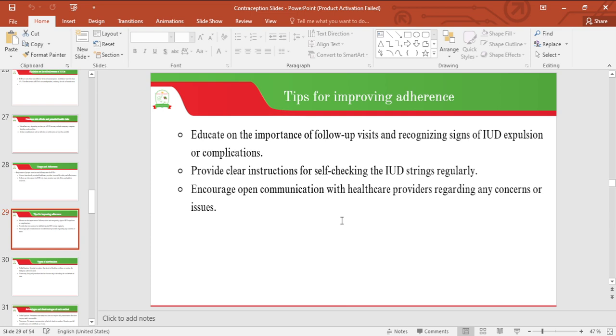She may not be able to feel the strings. If she cannot feel the strings in the vagina, it means that the IUD has been expelled. Or at times, the strings are shorter or longer than usual. This one may also tell her that the IUD has been expelled. Or the client may also feel the IUD herself in the vagina, meaning that it has been expelled. Or when having sex with the partner, they may feel the IUD. Or the client may also feel pain, or at times she may have heavy bleeding.